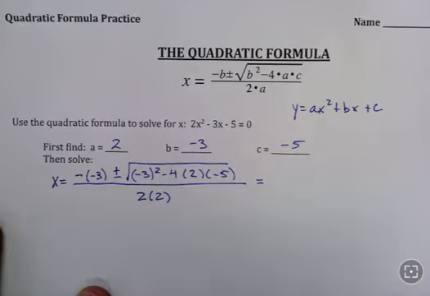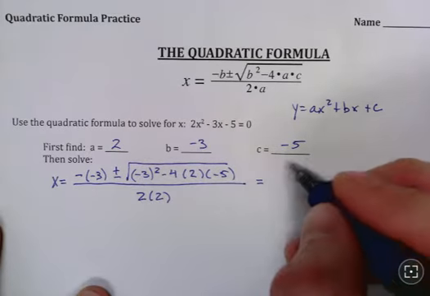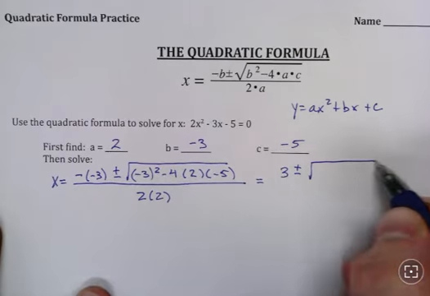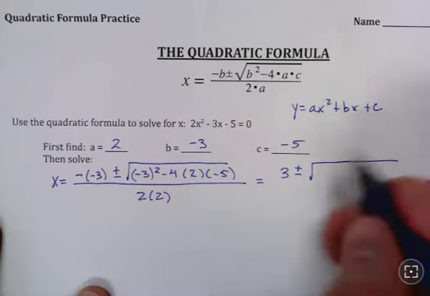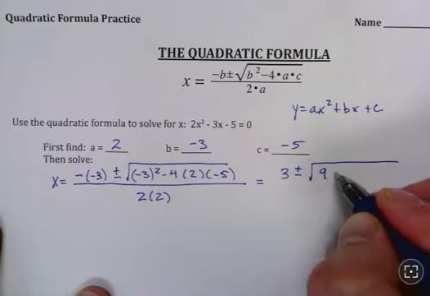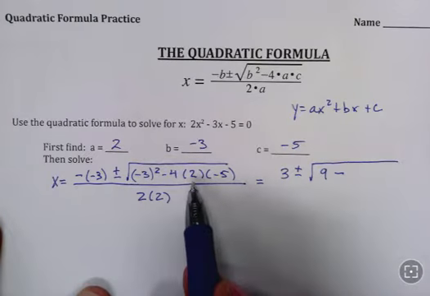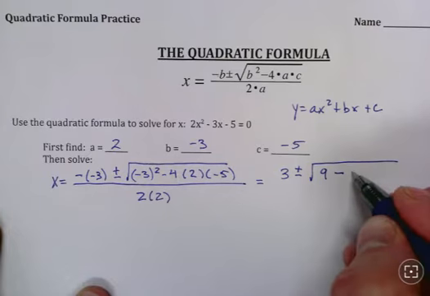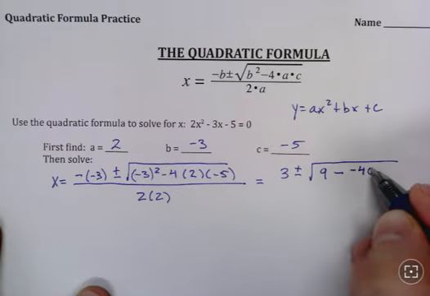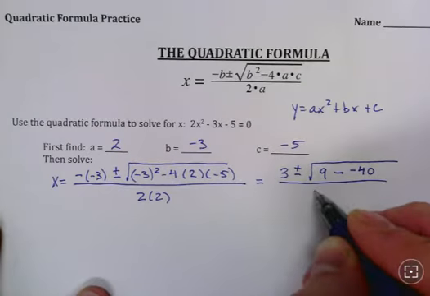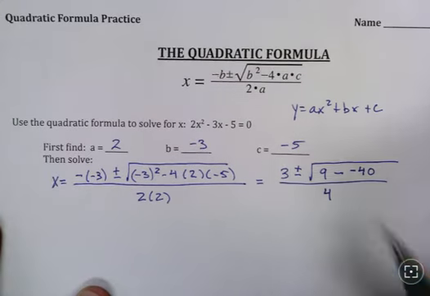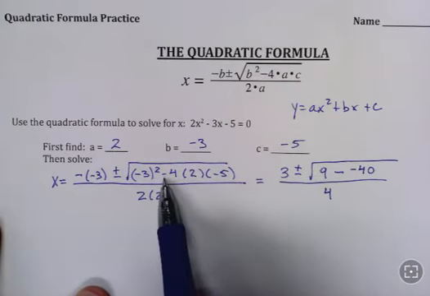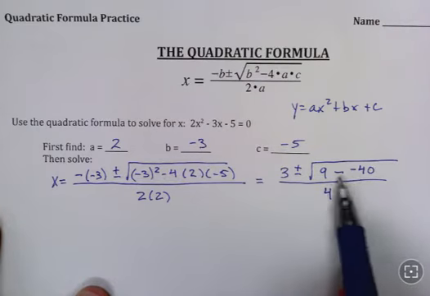Now your work is in simplification. Here we have the opposite of -3, which is a +3, plus or minus the square root of b squared, so -3 squared is 9, minus 4 times 2, which is 8, and 8 times a -5 is a -40. And then that's all over 2 times 2, which is equal to 4. So I did the squared, did this multiplication, subtracting the negative, so be careful with those negative signs.